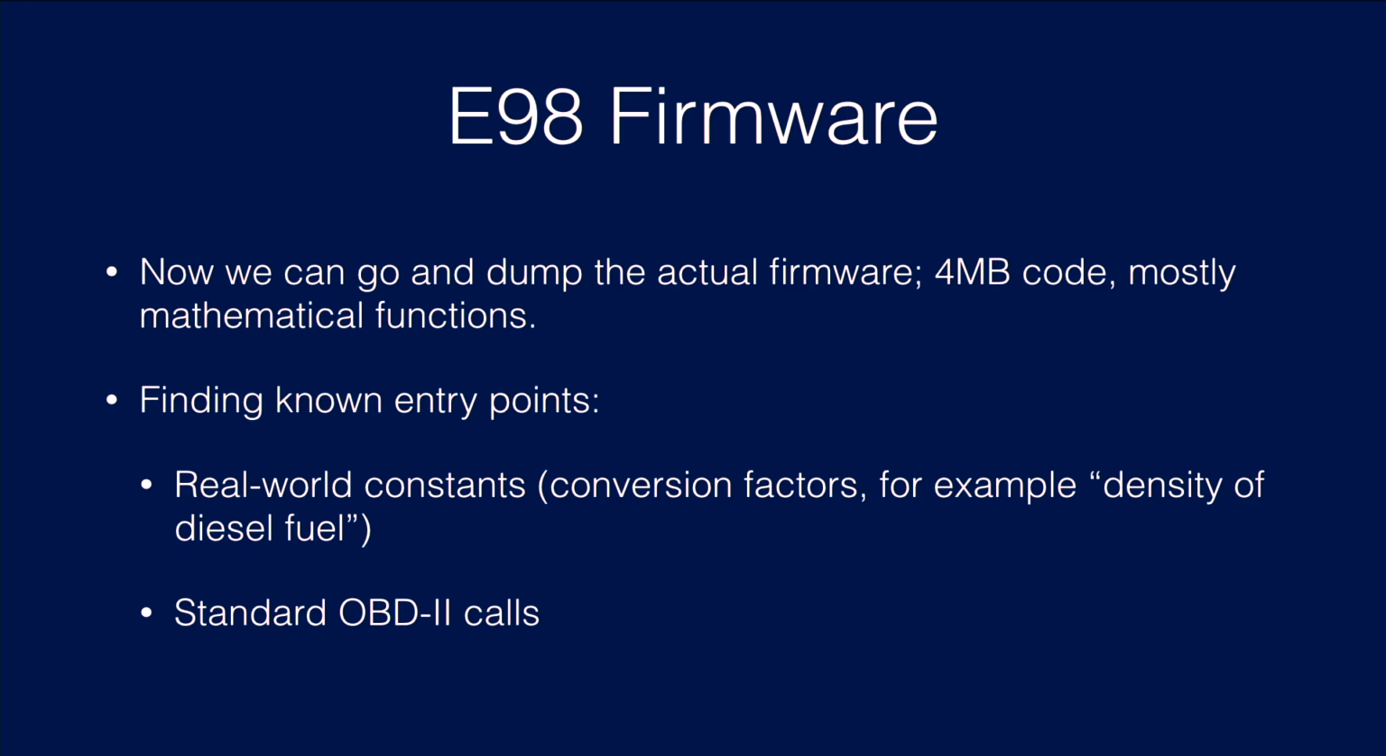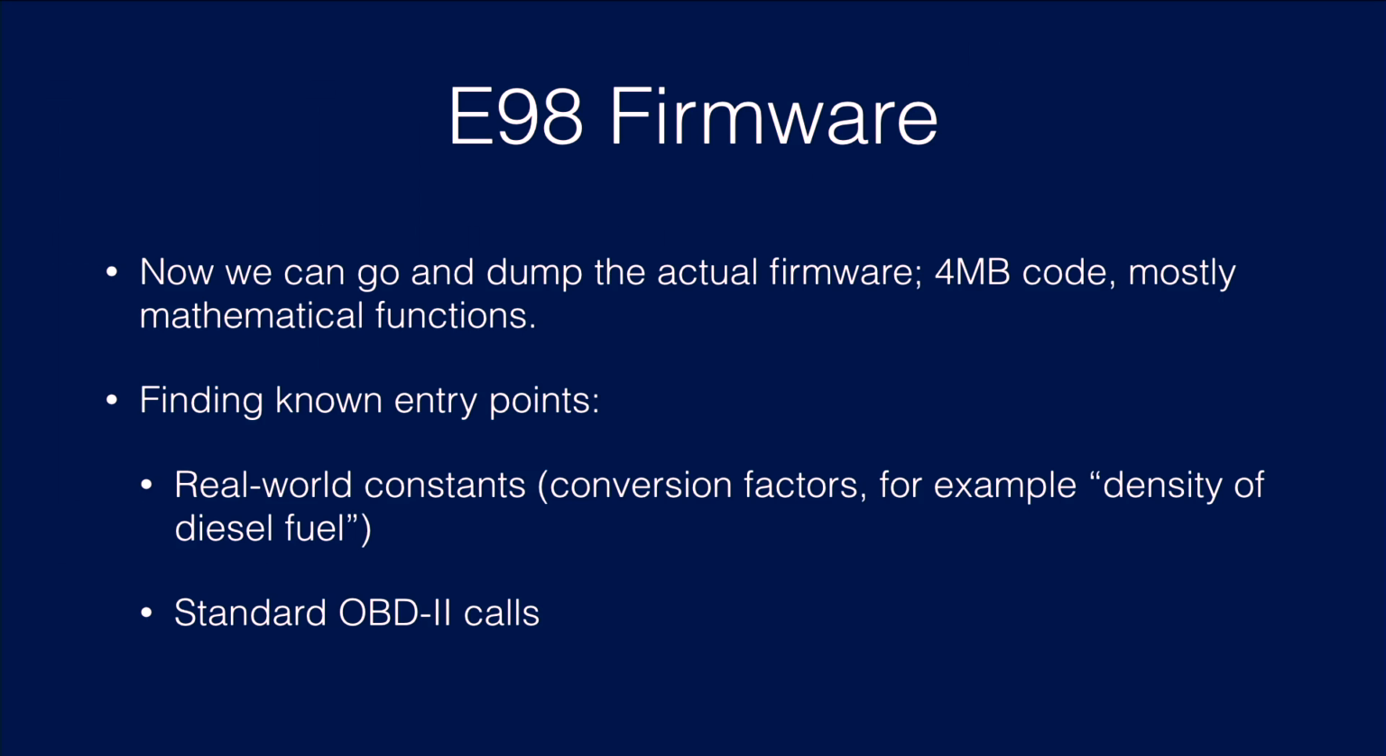I can now read all of flash memory, read the 4 megabytes of PowerPC code, which mostly consists of mathematical functions. There are no strings or anything. It's really hard to find what a function does, when there are thousands of variables. It's really hard to find what they mean, right? So I need to know some entry points, some known data values, that I could refer to.